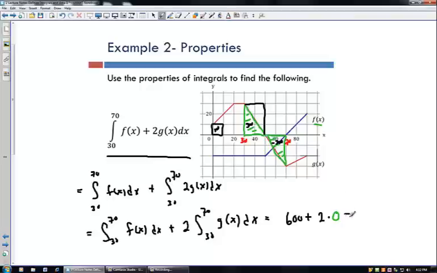So this is just going to be equal to 600 units squared, using the properties of integral. And of course I say integral, you say area. You just have to watch out. If the graph falls below the x-axis, the definite integral is going to count that as negative.